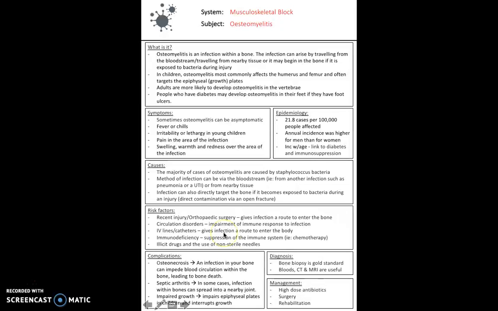So bearing this in mind, we can relate this to the risk factors. So for example, a recent injury or orthopedic surgery will give infection a route to enter the bone. Circulation disorders such as impairment of the immune response to infection can also cause osteomyelitis and spread from distal sites. IV lines and catheters are also a risk factor because again it gives infection a route to enter the body. And immunodeficiency, so suppression of the immune system, so for example in chemotherapy, these patients will have less of a chance of fighting off the infection before it spreads, say for example via the bloodstream to the bone.